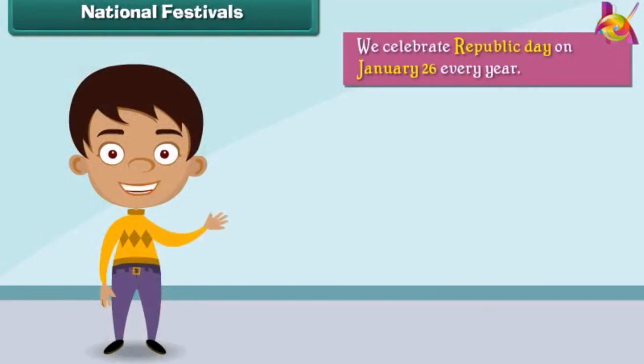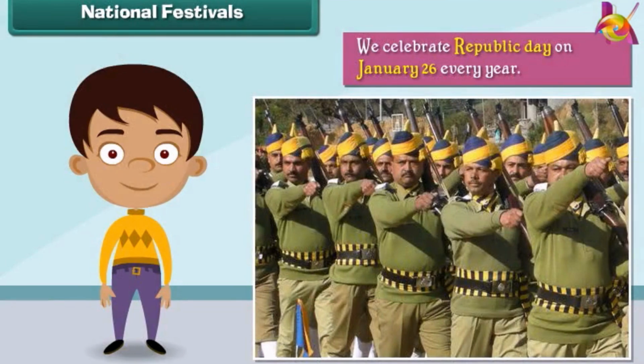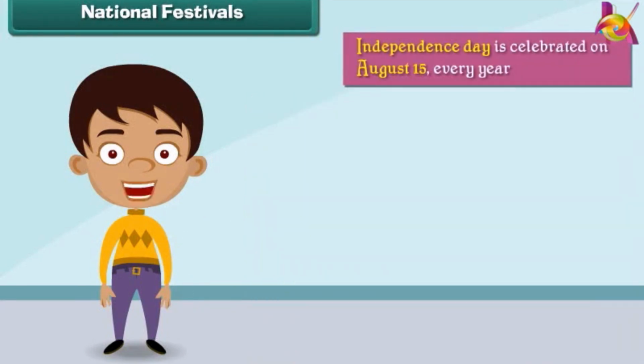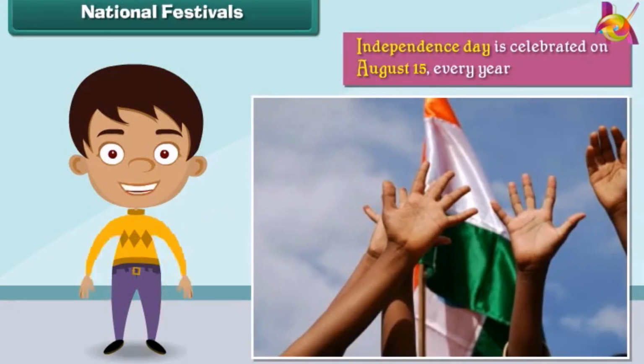We celebrate Republic Day on January 26 every year. On this day, the Constitution of India came into force. Independence Day is celebrated on August 15 every year. On this day, India got freedom from the British.